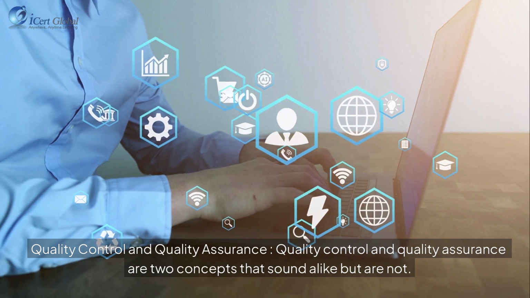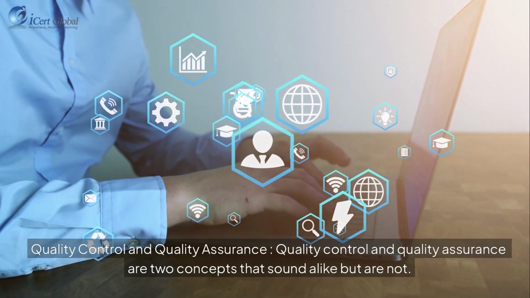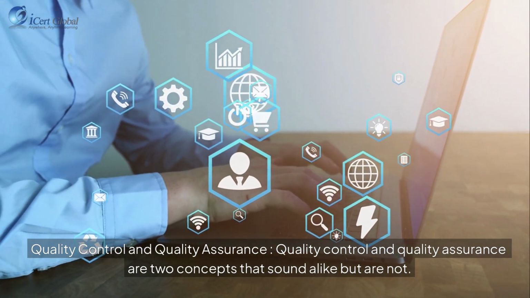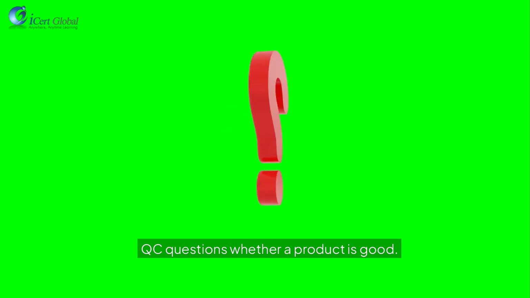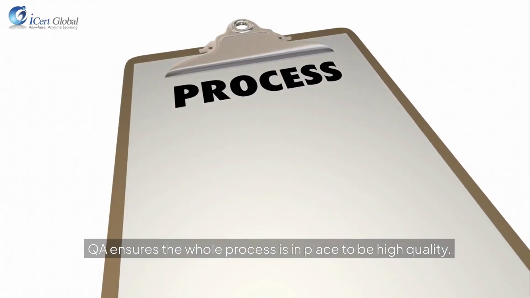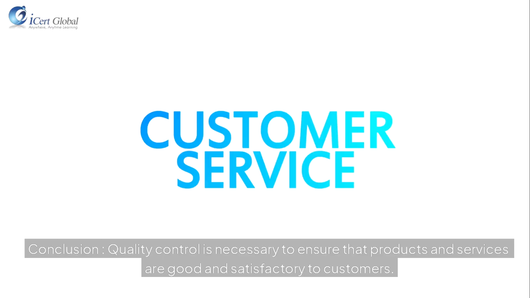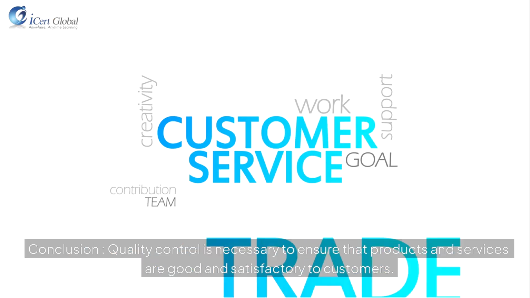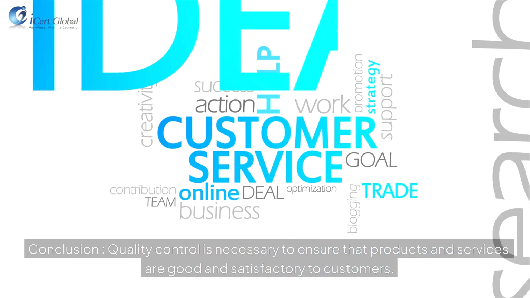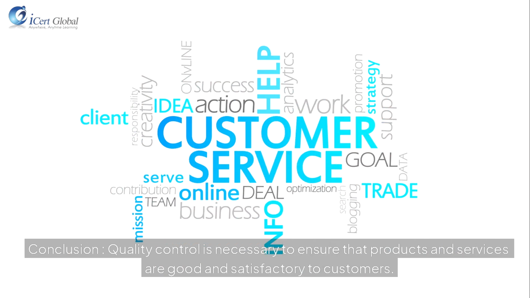Quality control and quality assurance are two concepts that sound alike but are not. QC questions whether a product is good. QA ensures the whole process is in place to be high quality. Conclusion: quality control is necessary to ensure that products and services are good and satisfactory to customers.